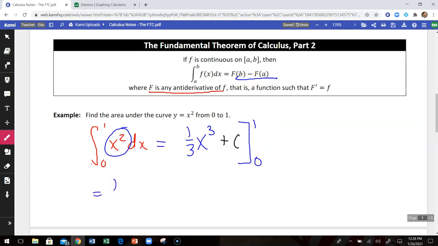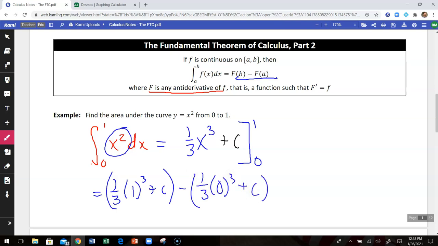So what this is going to give me is 1/3 of 1 cubed plus c, minus 1/3 of 0 cubed plus c. And if you evaluate this, 1/3 of 1 cubed, that's 1/3, plus c. This would be 0, so minus 0. And then if I distribute that negative, that's also minus c.